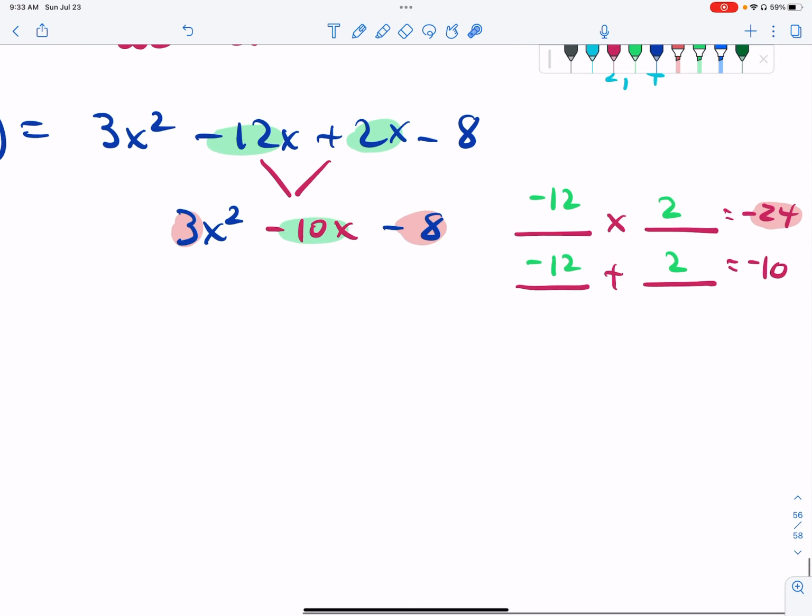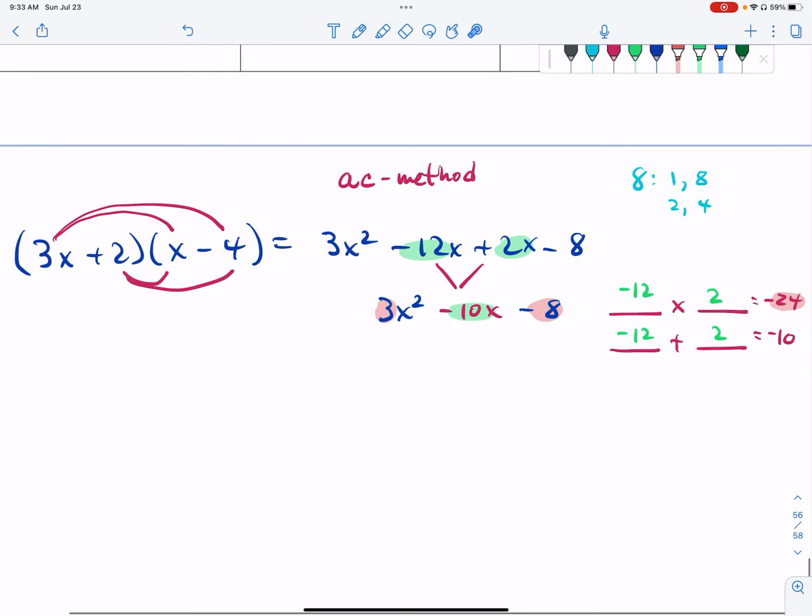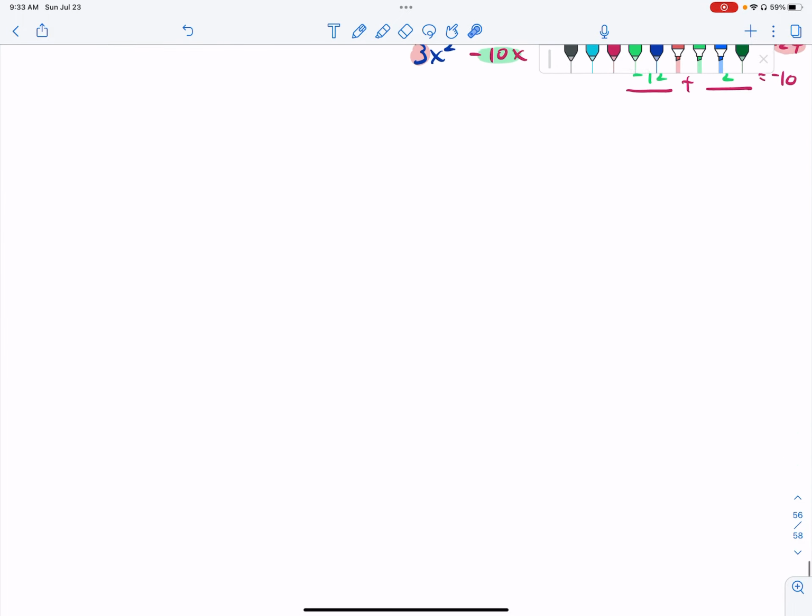So, in order to work this thing backwards, do my factoring step, instead of just using the C term, the constant term, to get my product, I'm going to take my A and multiply it times my C to get the negative 24. And you might be asking, well, why is this one different from the other one? It's really not. The other one is also the AC method.